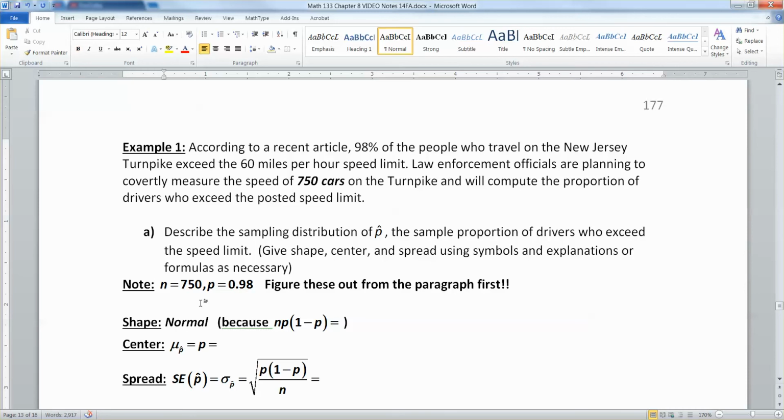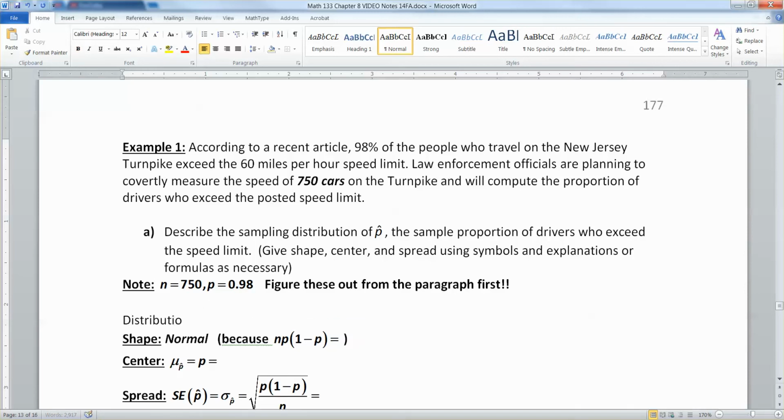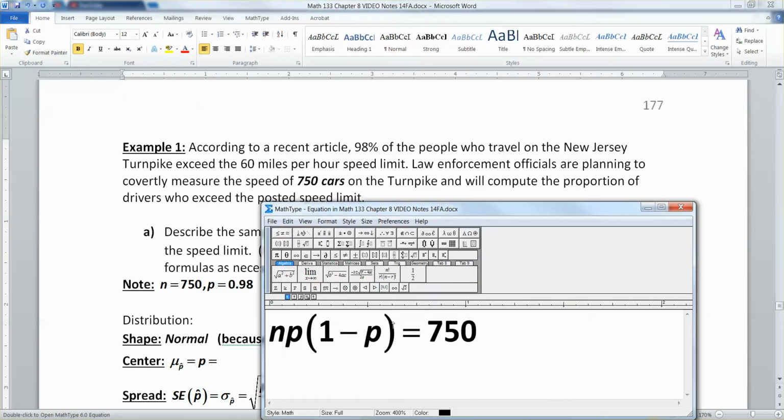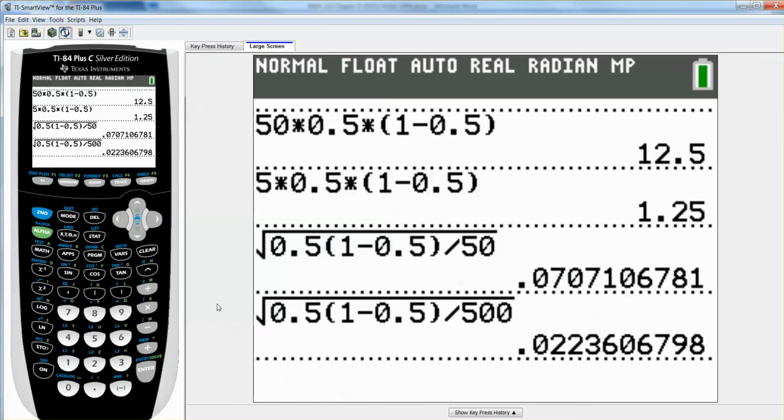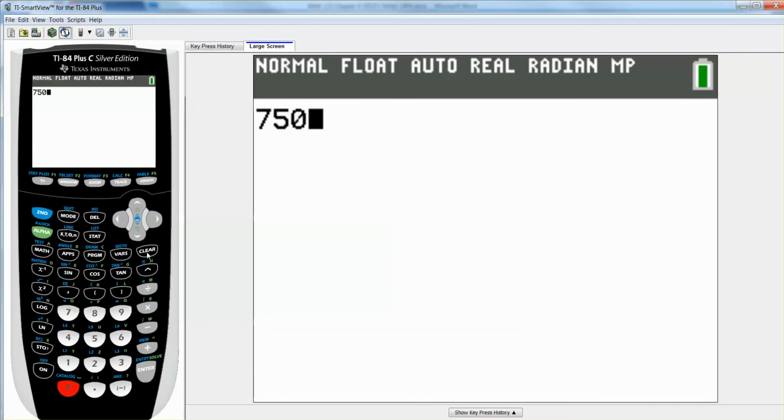All right, now for the distribution, it's going to have a shape that is normal if n times p times 1 minus p, which is 750 times 0.98 times 1 minus 0.98, is bigger than 10, then we'll be okay. So let me grab the calculator. 750 times 0.98 times 1 minus 0.98.